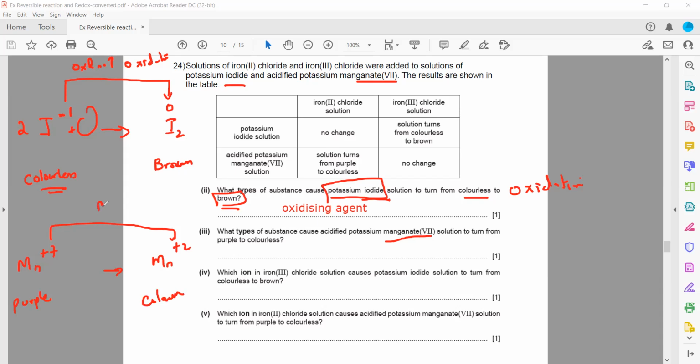So this change is reduction because oxidation number decreases, we call it reduction. So what do we need to carry out the reduction? To carry out the reduction, we need a reducing agent. So what type of substance can cause potassium manganate to turn from 7 to 2? So we need a reducing agent.